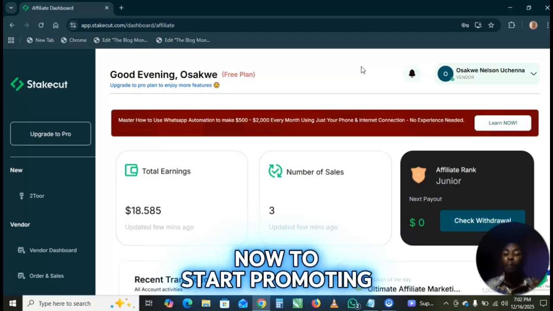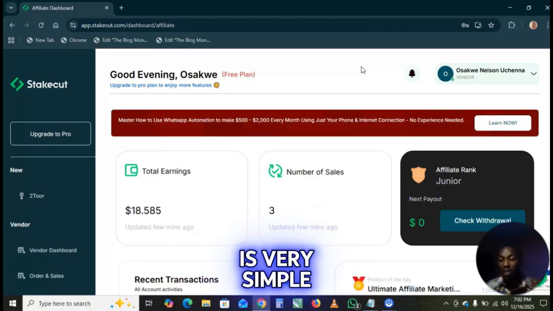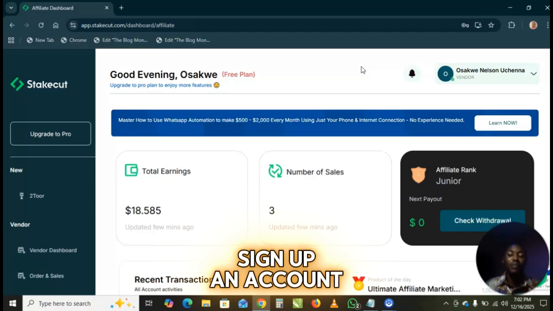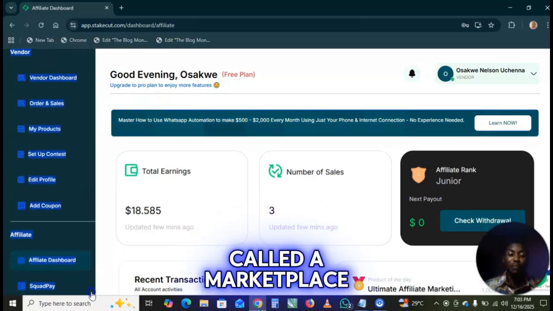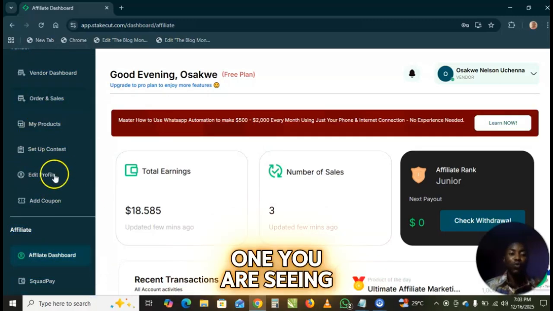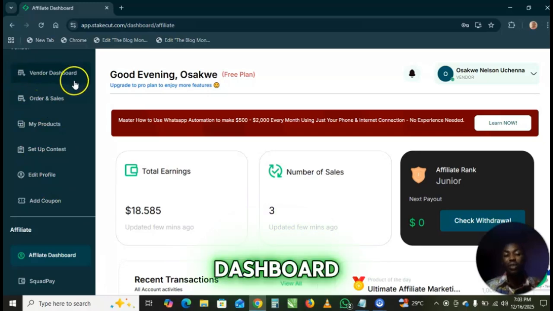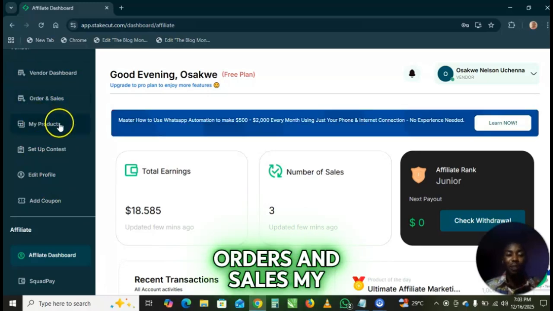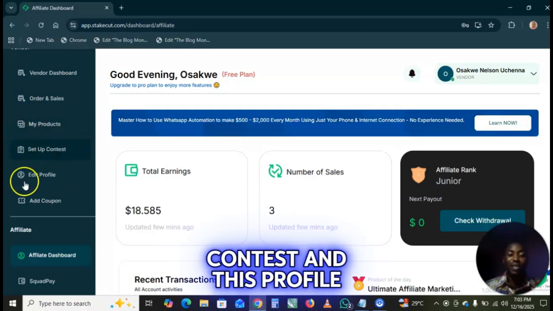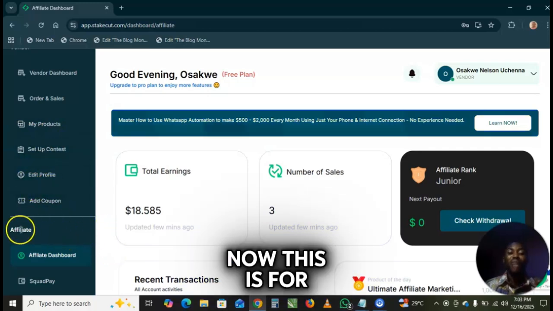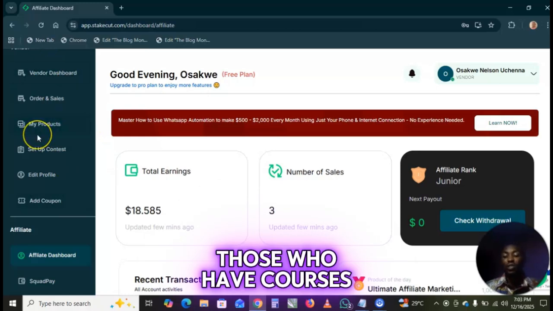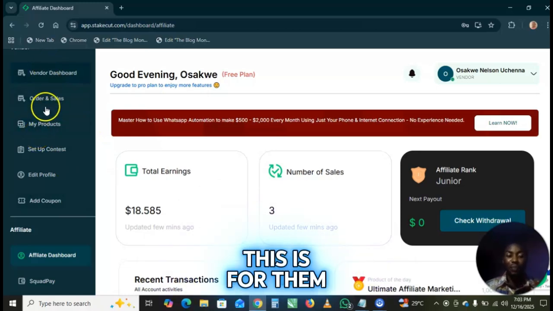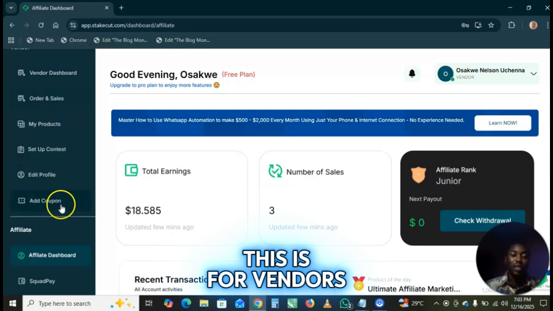Now to start promoting a course on Stakecut is very simple. Like I said, you sign up an account, and when you sign up an account, you are going to look for a place called the marketplace. This one you are seeing here is a vendor dashboard: orders and sales, my products, set up contest, this profile and all of that. Now this is for vendors, those who have courses on Stakecut. This is for them. Are you getting me? This is for vendors, this is for affiliates.